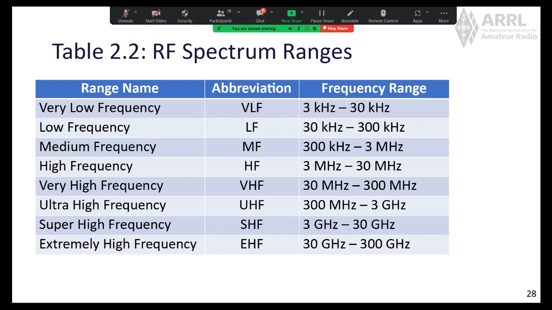Very high frequency is 30 megahertz to 300 megahertz. Ultra high frequency, 300 megahertz to 3 gigahertz. Super high frequency, 3 gigahertz to 30 gigahertz. And extremely high frequency, 30 gigahertz to 300 gigahertz.